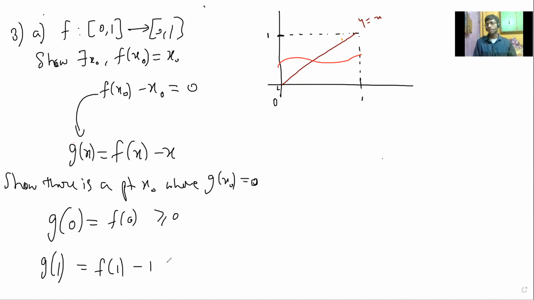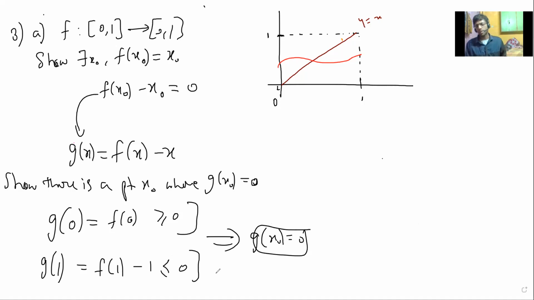That's right, because the range is not more than 1. So if at some point it is greater than or equal to 0, and at some other point it is less than or equal to 0, this means that it has to be 0 at some point, and that is the IVT. In fact, it is already given in the question that you have to use IVT. So there is some point x naught where it is 0. That's simple.